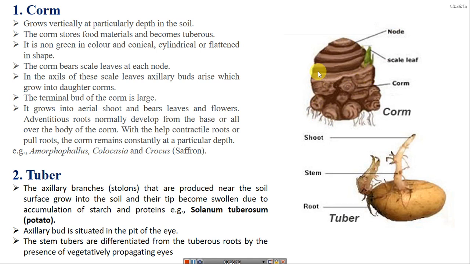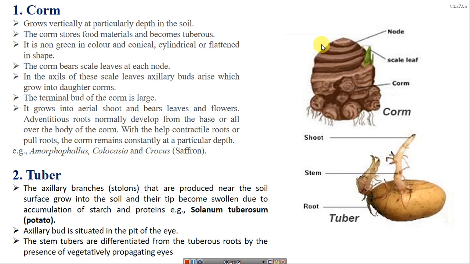The corm bears scaly leaves at each node, so you see that these nodes are very visible or distinguishable on the corm, and scaly leaves may be present in the axils. Okay, in the axil of these corms, they may bear some leaves that may become aerial after growth. The terminal bud of this corm is very large. So these are the terminal buds of the stem, and it grows into an aerial shoot and bears leaves and flowers.